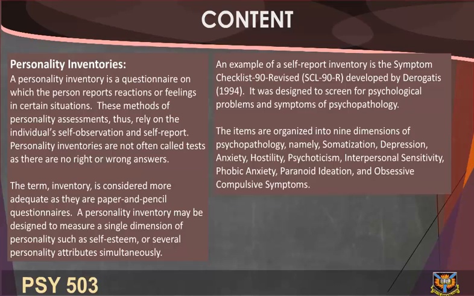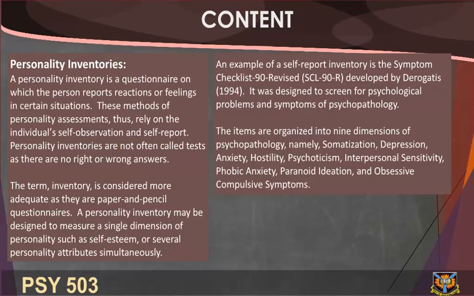A personality inventory may be designed to measure a single dimension of personality such as self-esteem or several personality attributes simultaneously. An example of a self-report inventory is the Symptom Checklist 90 Revised, SCL-90-R, developed by Derogatis, 1994. It was designed to screen for psychological problems and symptoms of psychopathology.